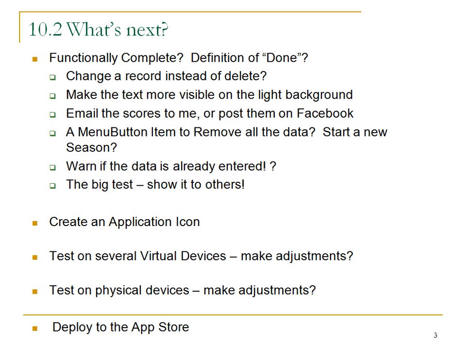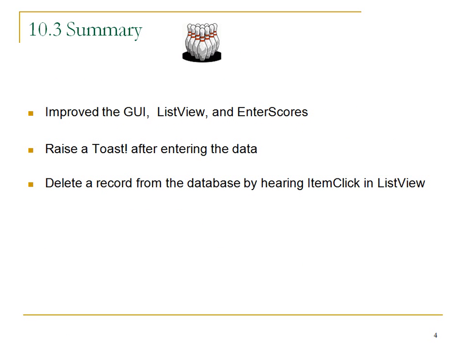So that's where we are right now. In this segment, we made some improvements to the user interface. The list view is a little bit better than it was. It's still not really, really good. And we improved enter scores just a little bit. We raised the toast after entering the data to let the user know that the numbers that they entered there were correctly put into the database. And we deleted a record from the database by hearing an item click in the list view. Very good. I'll see you in the next one.